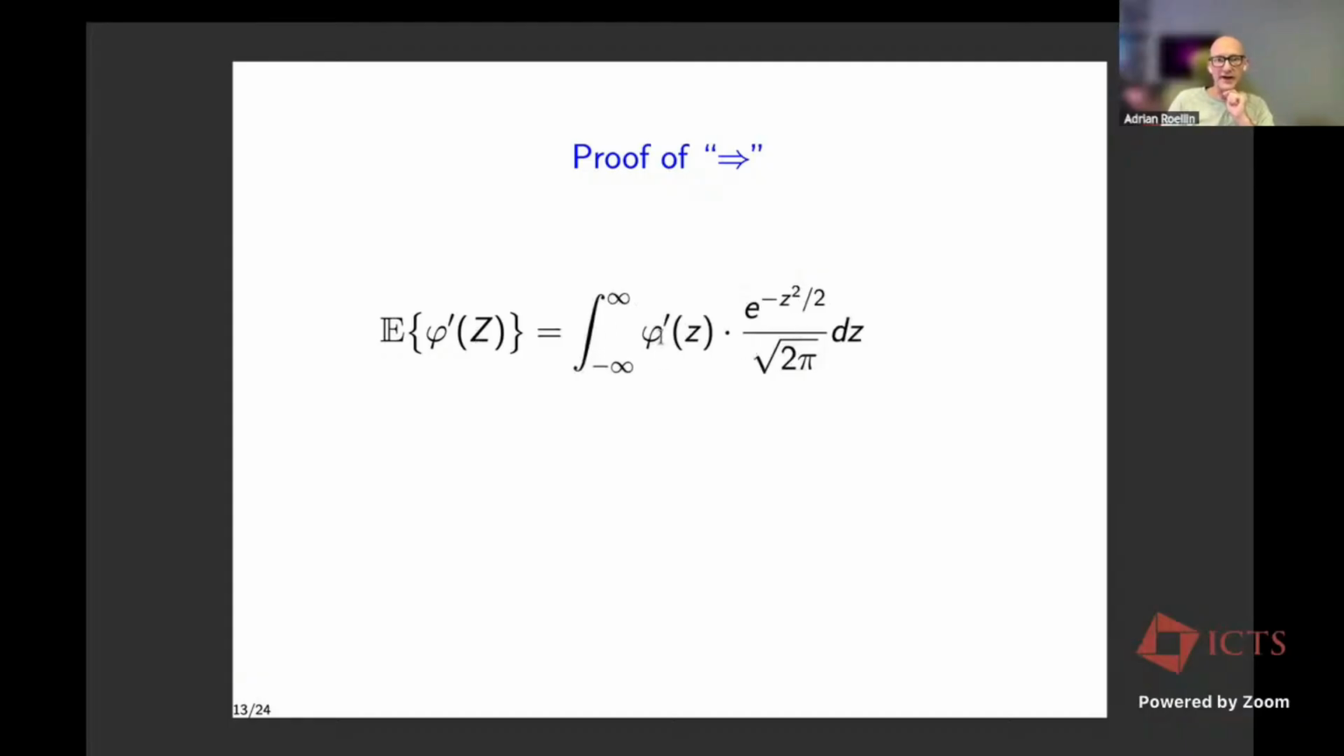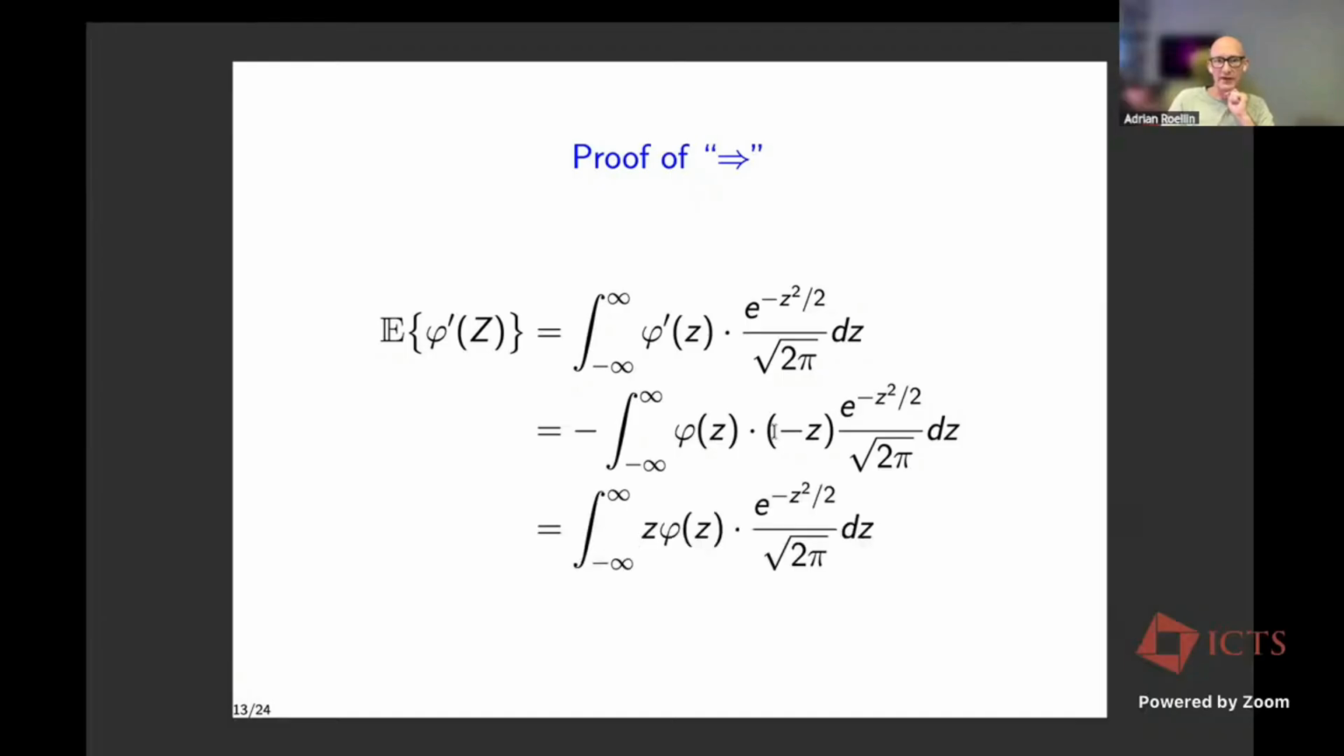So we integrate phi prime against the normal density, and then we do integration by parts. So we get rid of this derivative here, and you can see this z coming out here, and the two minus signs will cancel. We get this integral, and we get the expectation of Z phi of Z. So this is really general. Now, the reverse direction is a bit more technical because you have to choose your phi in the correct way, and then you have to argue that for a certain family of phi, this is enough to prove that the density against which you integrate indeed is the standard Gaussian density.